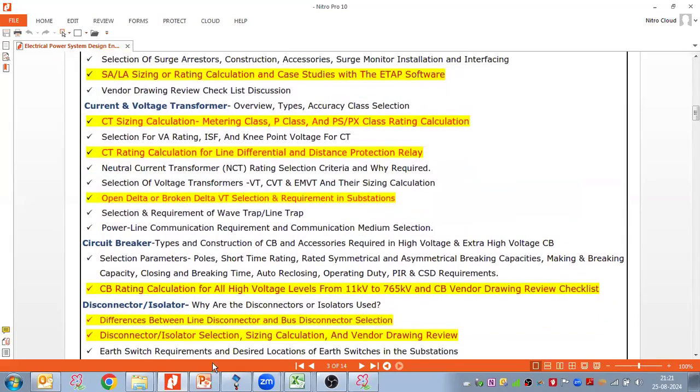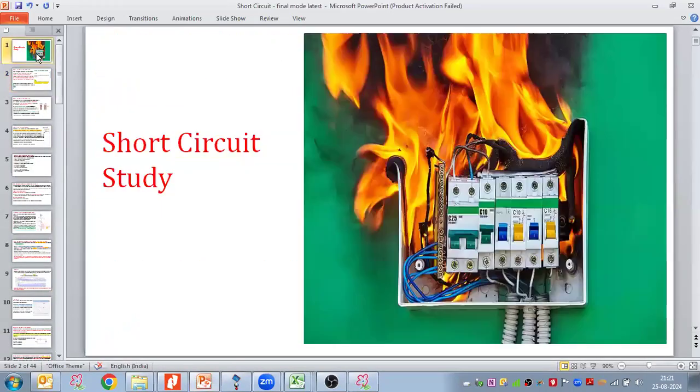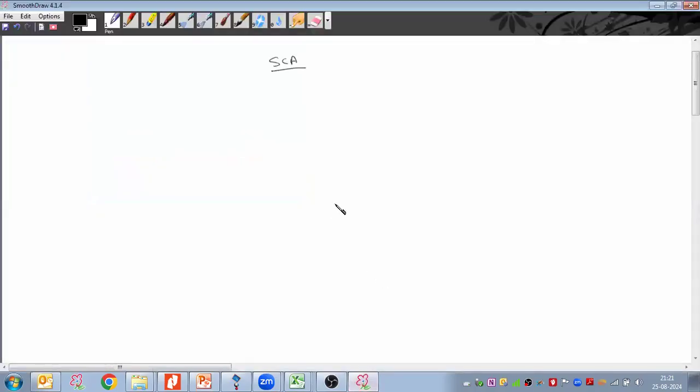So again, starting from the beginning. I will request all of you, please be active and make it an interactive session. So let us start. First of all, what is the short circuit current? I'll try to start from the beginning. What is the short circuit current? What is your understanding of the short circuit current?